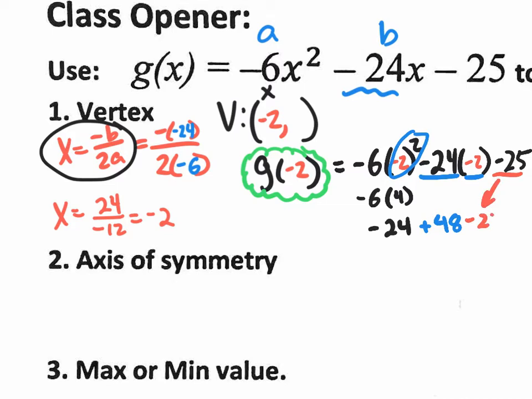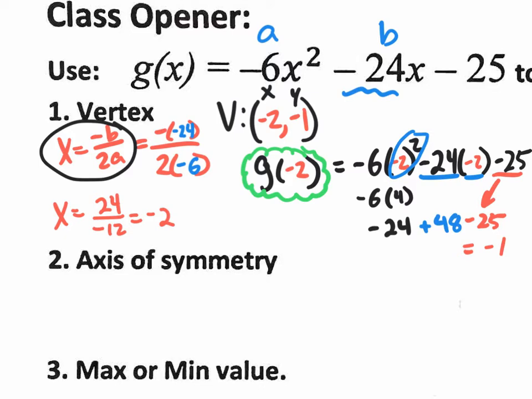Just bring that down. So you really have negative 24 plus 48, which is positive 24. Take away 25, which is negative 1. So all that equals a negative 1. If you use a calculator, you'll see that that equals negative 1. And that is the vertex y value, negative 1. The vertex y value. So we have found our vertex. Everybody cool with finding the vertex?